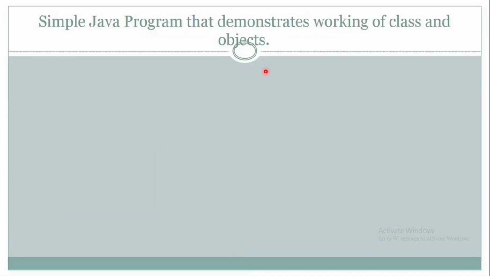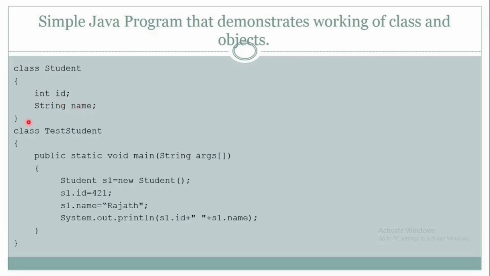We'll understand this concept of class and object with a simple example. Now let me create a simple class called Student. Class Student will have two instance variables, that is student ID and student name. Now I will create one more class, named TestStudent, where the main function resides. If you want to execute this, you need to save this file as TestStudent.java.